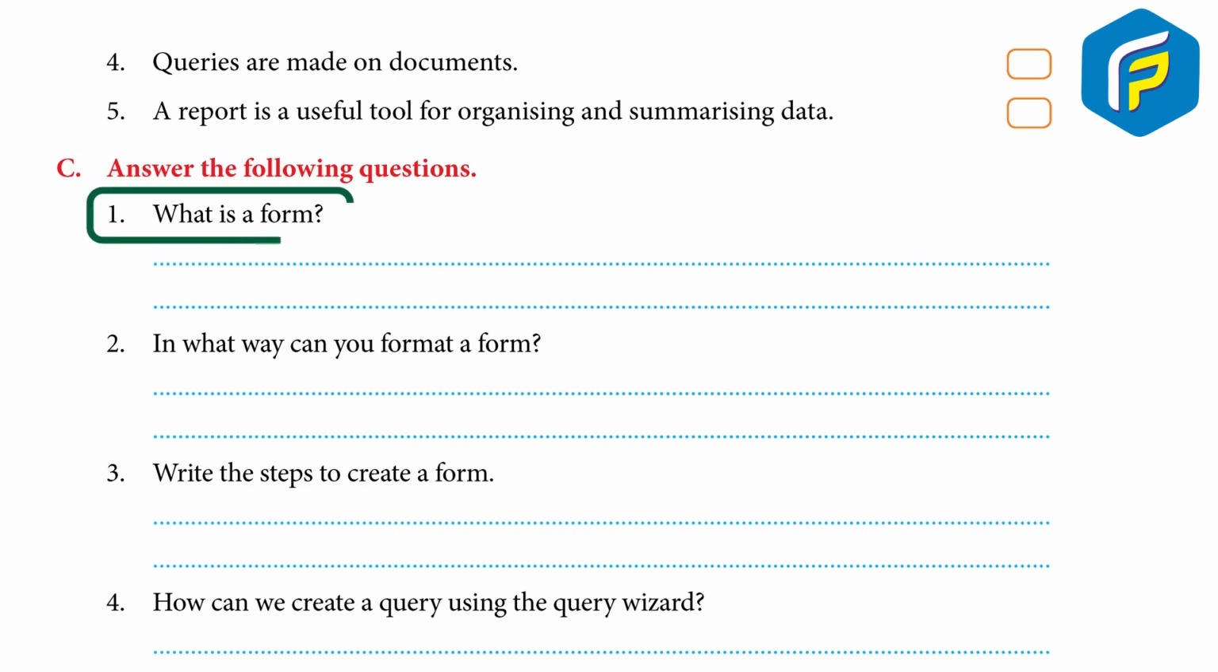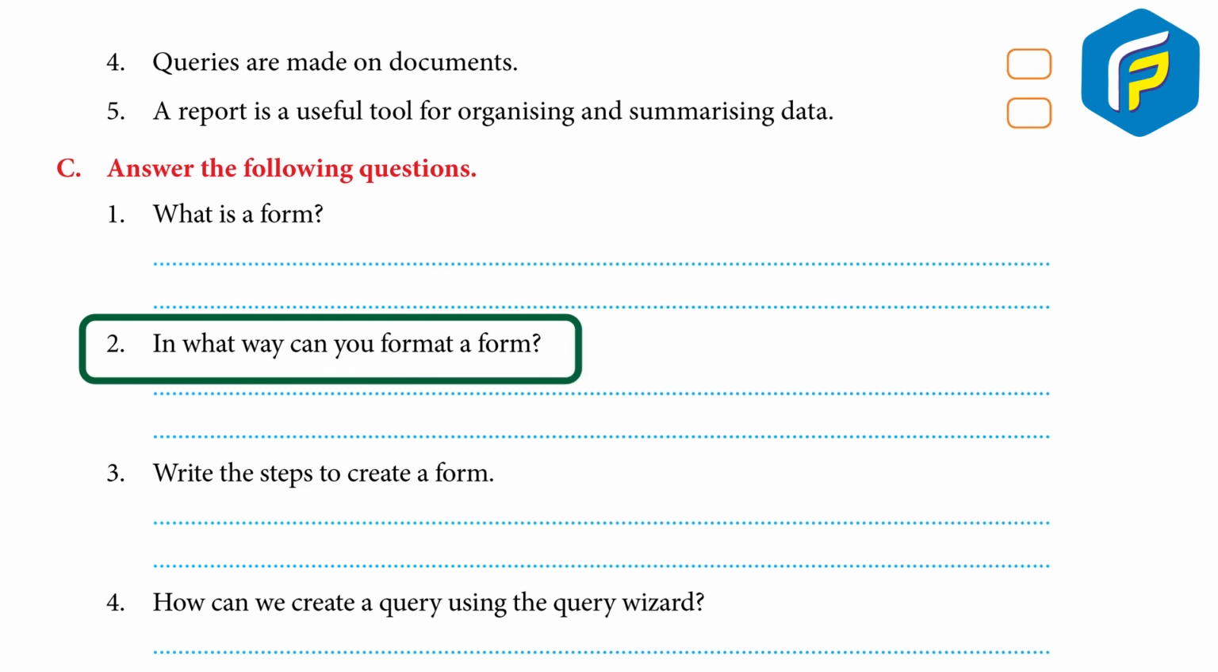1. What is a form? Answer: a form is a device for gathering data in a sequential style. Frequently, whoever creates the form has all the necessary fields for the required data. 2. In what way can you format a form? Answer: ways to format a form.